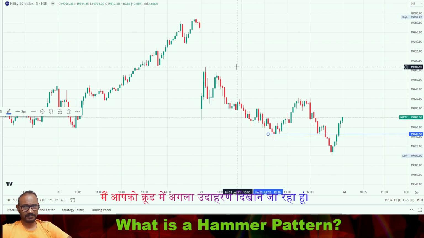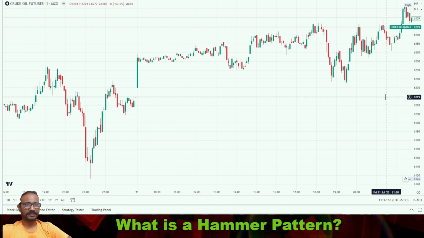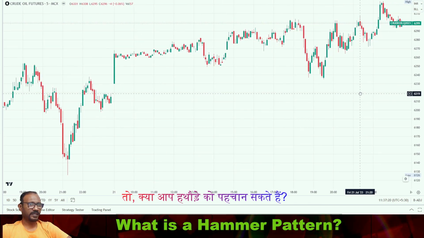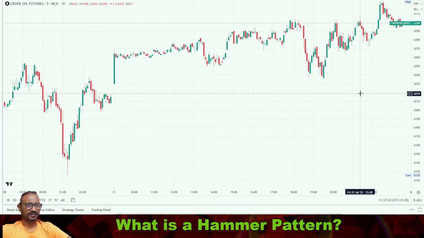All right. I'm going to show you the next example in crude, and let's see how many of you get it right. So can you spot the hammer in this chart? How many hammers are there in this chart?